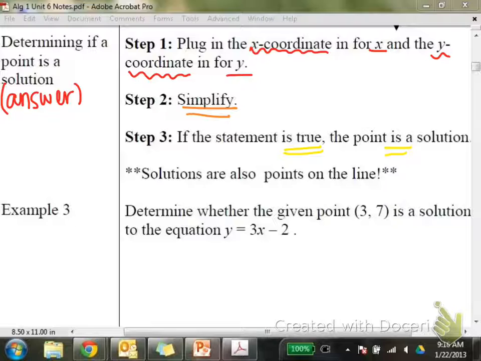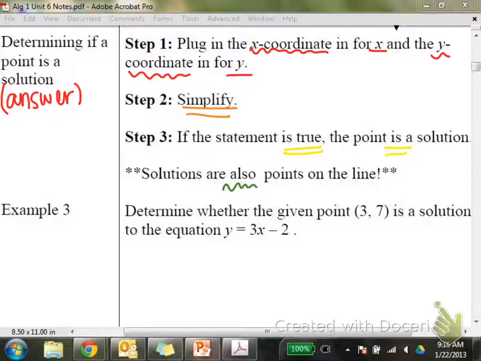Okay, so one note for you guys is that remember how we were just graphing points on the line? If you get a true statement, which I will show you what a true statement looks like, the point is a solution, but it is also a point on the line. So solutions are also points on the line. So if I ever asked you to graph it, you would use that point to graph.